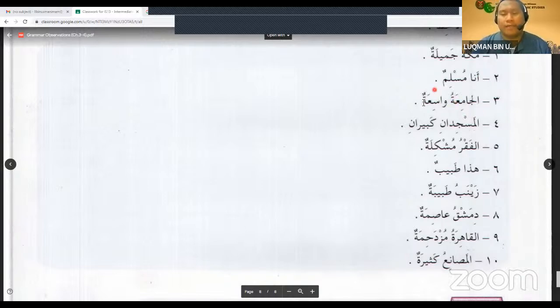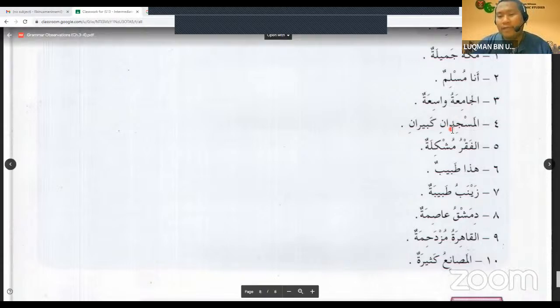Al-jami'atu wasi'atun. The university is wide. Malawak. Al-masjidani kabirani. So the two masjid are big. Both big. So here, ang sign ng pagiging nominative case niya is yung alif nun. Dual alif. So alif nun.